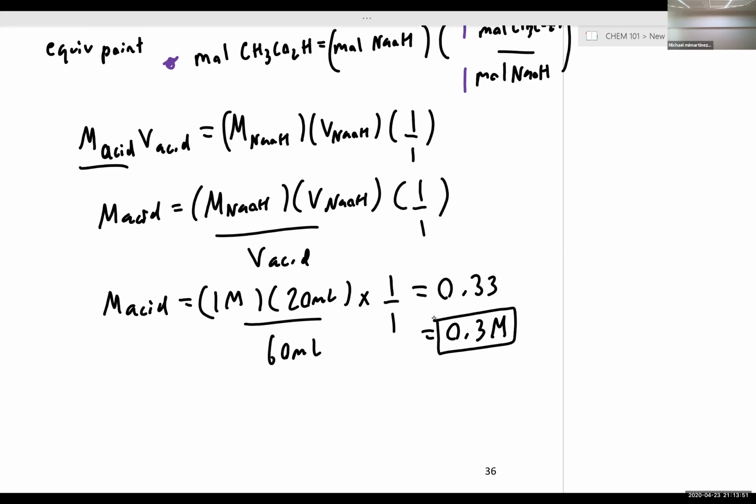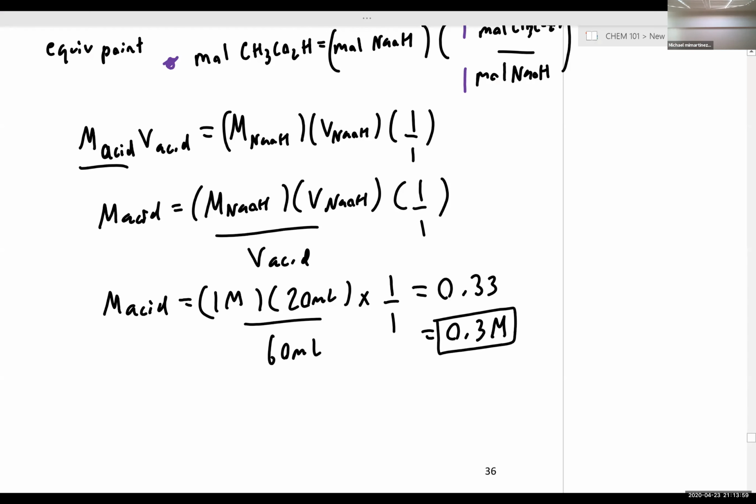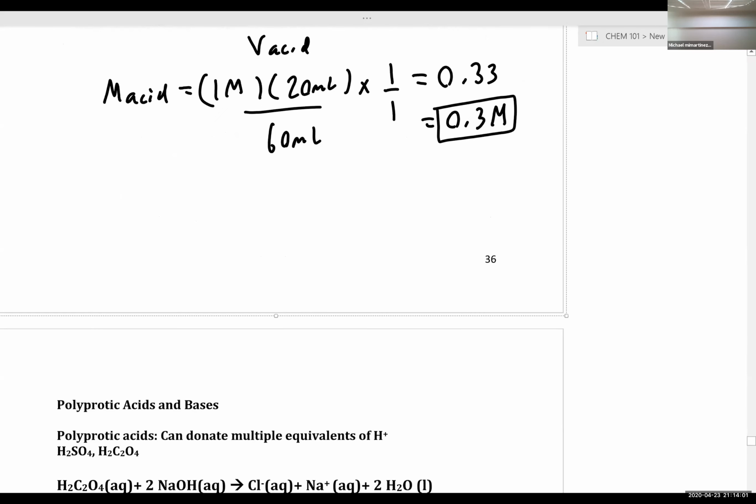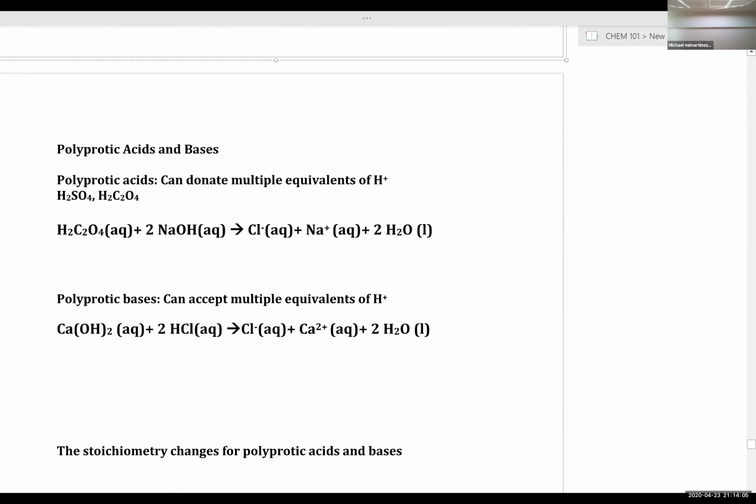Does this look very familiar? Does this look like something that we've done before when we dealt with strong acid, strong base calculations? Yeah. So that's what I want you to focus on. Just pay attention to the stoichiometry more than anything.